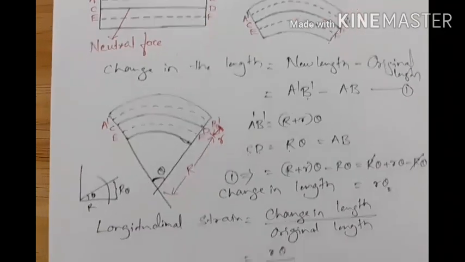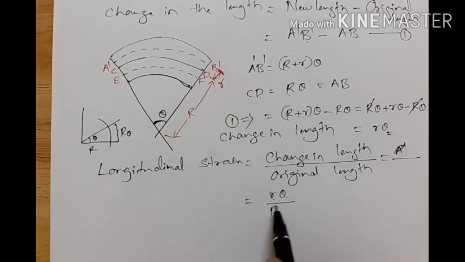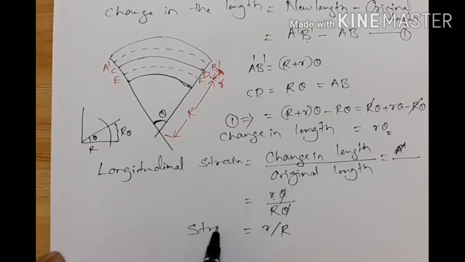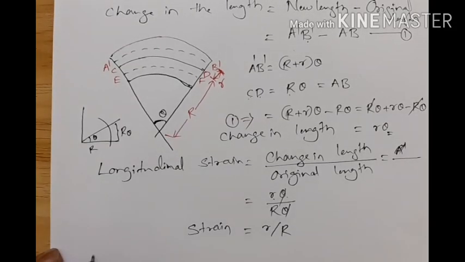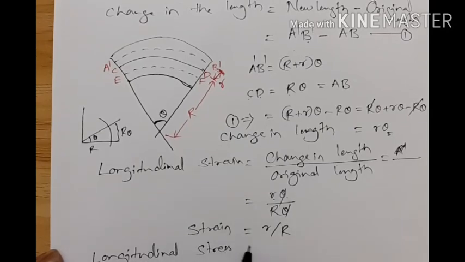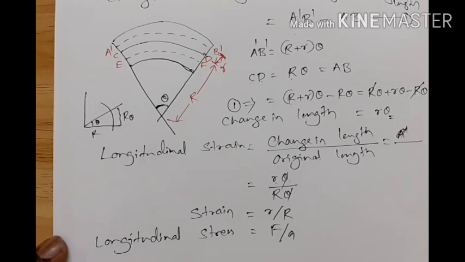Okay, so now what is the original length? Original length is AB. Original length is capital R theta. Okay, so what we got now is small r divided by capital R. This is the strain which is produced. Okay, now what is the stress or longitudinal stress? Longitudinal stress is force per unit area. Okay, this is the stress.